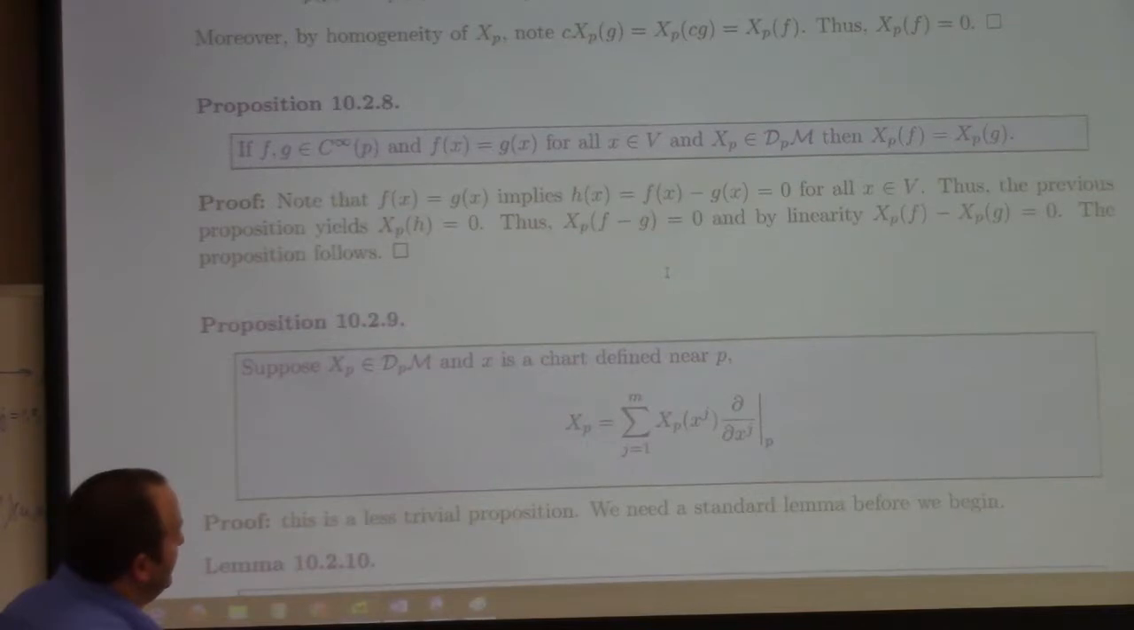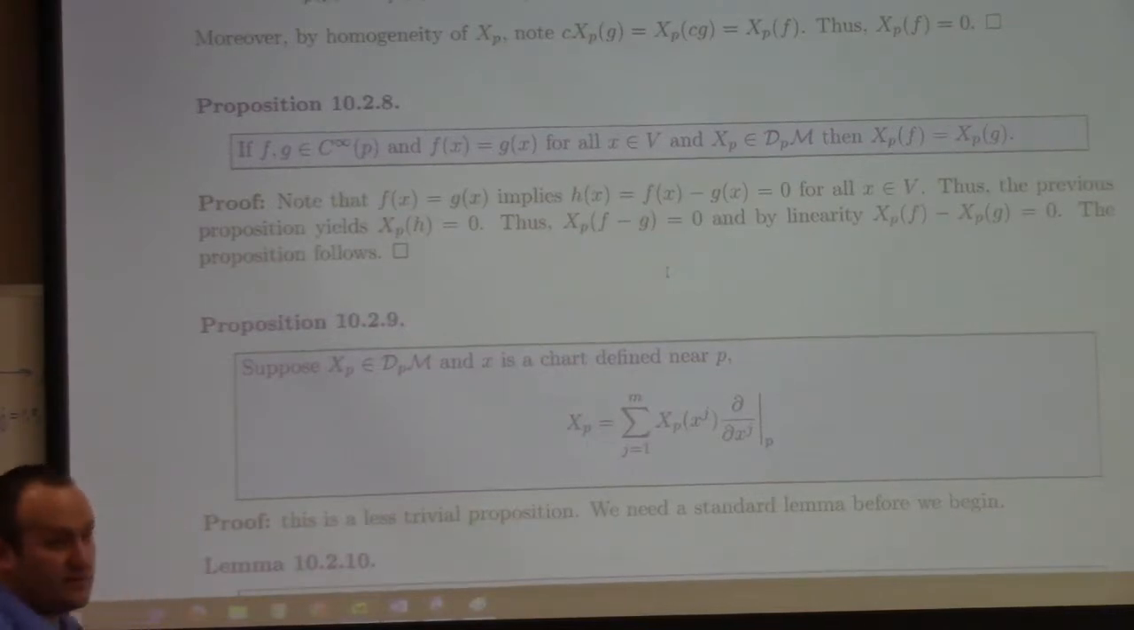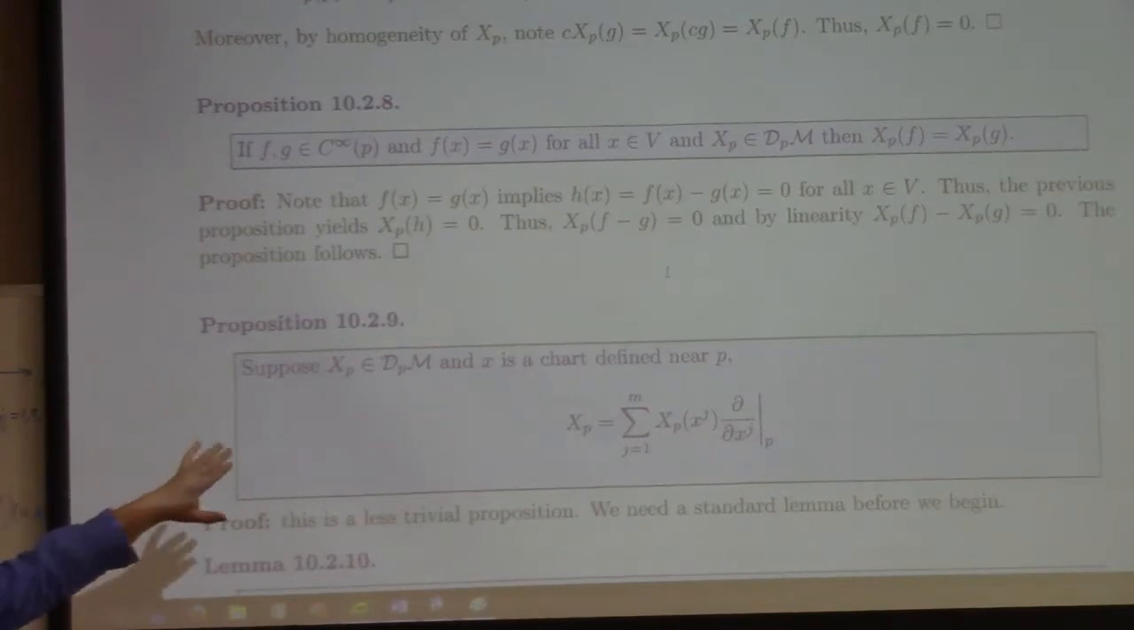f of x equals g of x means h of x, their difference, is identically 0. But we already know that the derivation acting on 0 gives me back 0. Consequently, Xp of f minus g is 0, and consequently, the derivation of f equals the derivation of g. Fine. You need these two things in the nuts and bolts of the proof of some of the things which follow, I think.